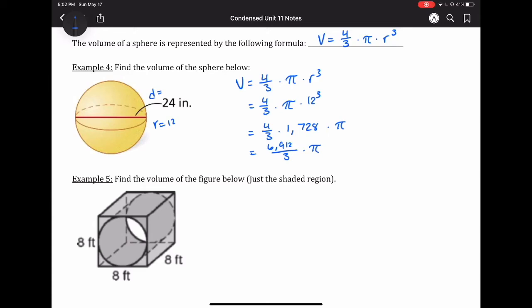This happens to work out really nicely where that division is a whole number. It ends up with 2,304 times pi. That's not always going to work out. If that's the case, just give me 2 decimal points and then we'll move from there. When you multiply by pi, that gives you a total volume of approximately 7,238.23 inches cubed.